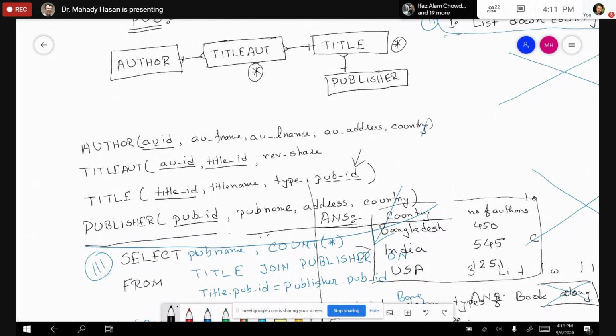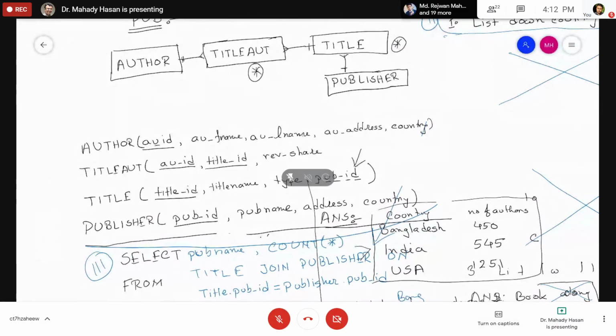Which one is more detailed? Title has only book related information. Author has only author related information. Publisher only has publisher related information. Title author contains information related to author and title, right? Yes, sir. So which one is more detailed? Title author has more information. Yes, sir. Okay, so the answer would be title author.